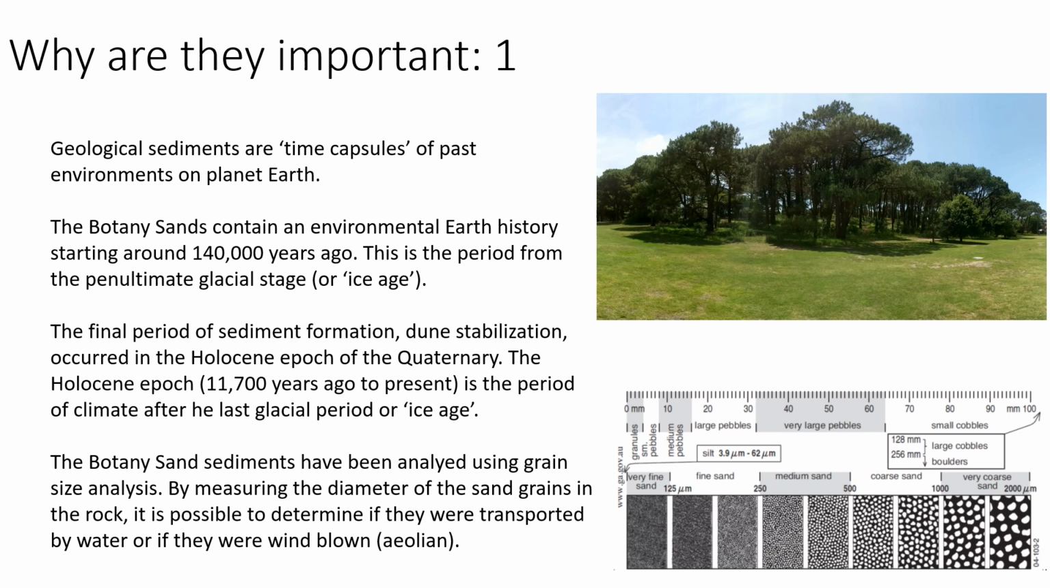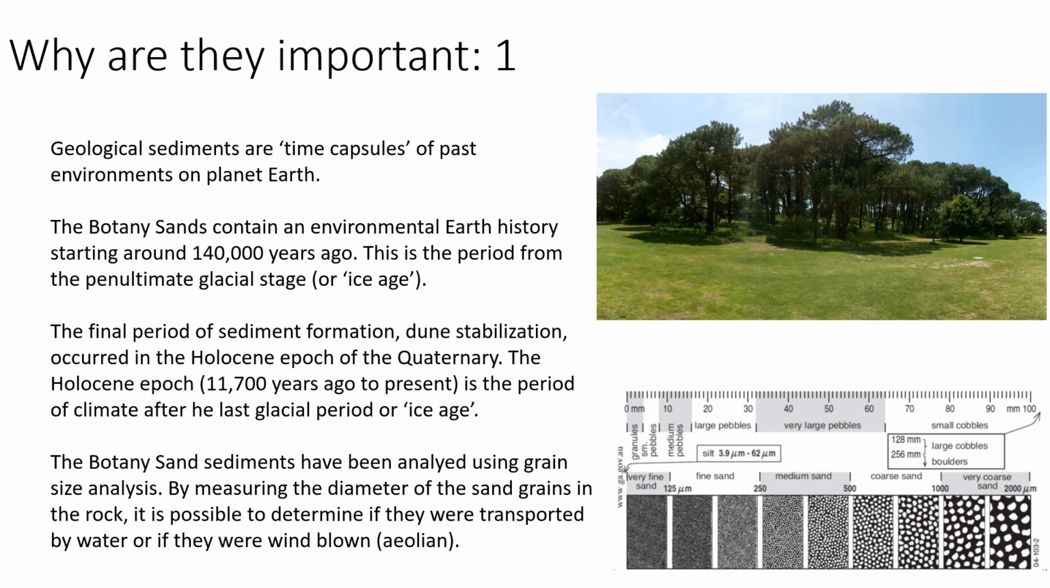And the final period of sediment formation, which was a period when dunes had formed and stabilized, occurred in what is called the Holocene epoch of the Quaternary. So the Quaternary is divided into epochs, and the Holocene epoch goes from 11,700 years ago up until the present day, or the Anthropocene. And the Holocene is the period of climate after the last glacial period. So it's after the last ice age, and it's a period of warmer climate.